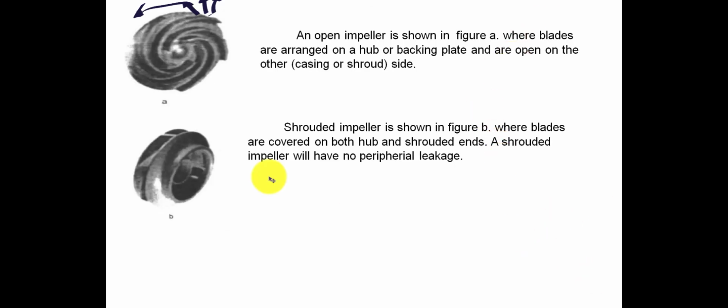Then we have the other type of impeller, which is the shrouded impeller, as shown in the figure, where the blades are covered on both the hub and the shrouded end. With a shrouded impeller, we have no peripheral leakage. What you will notice is that we have a double hub, a double backing plate. Then it reinforces the structural design of the blade. Initially here there was one backing plate support. This one has two plates supporting the blade.